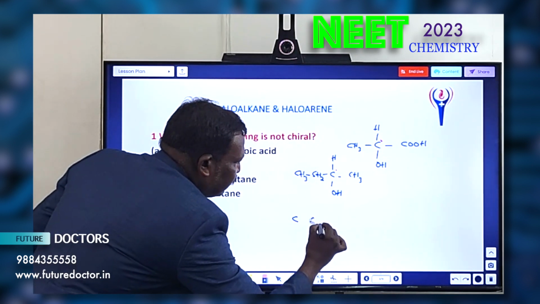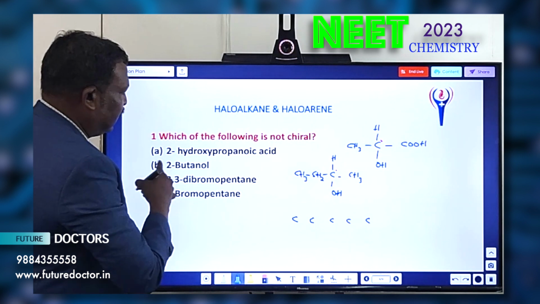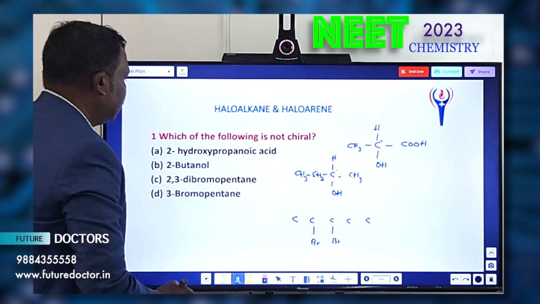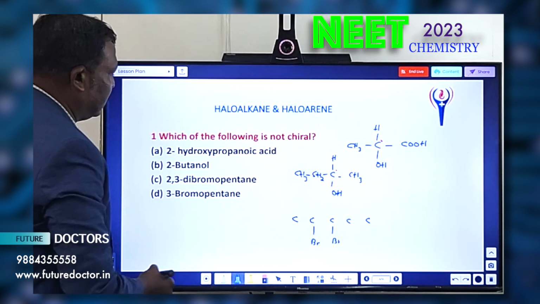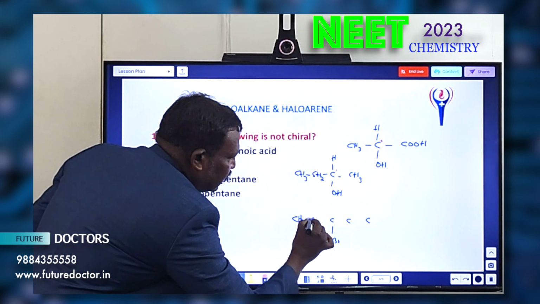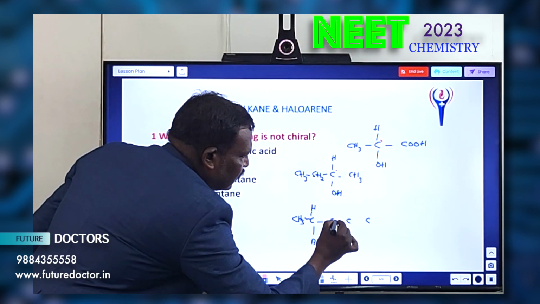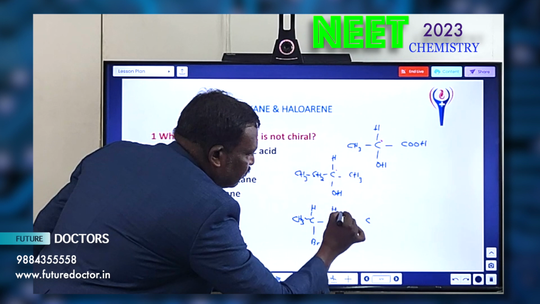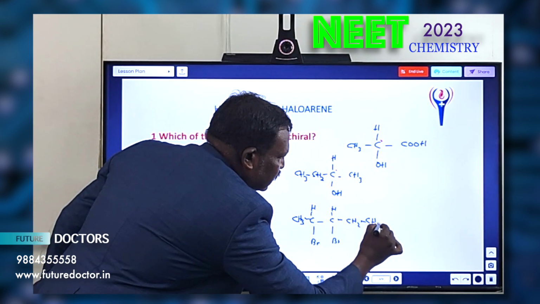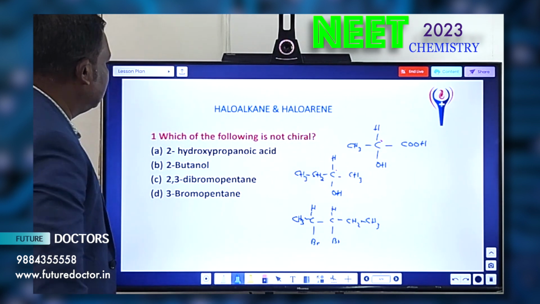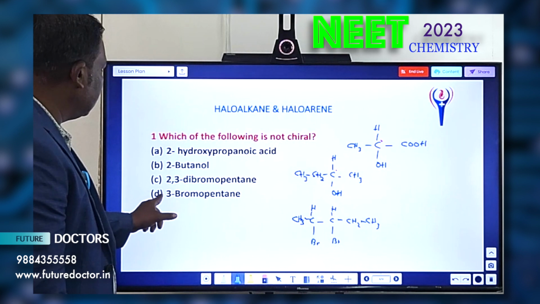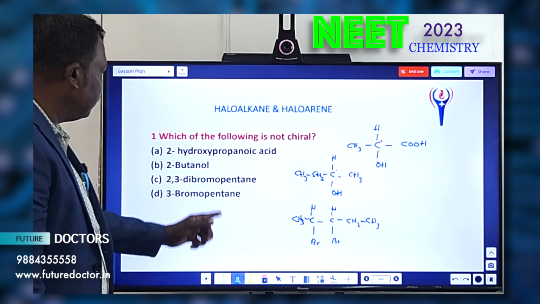Pentane means 5 carbon. 2,3: 2 having 1 bromine, 3 having 1 bromine. Then fill by hydrogen. Here CH3, here H, here also H will come, here CH2, here CH3. Understood? Right. That is 2,3 dibromopentane.